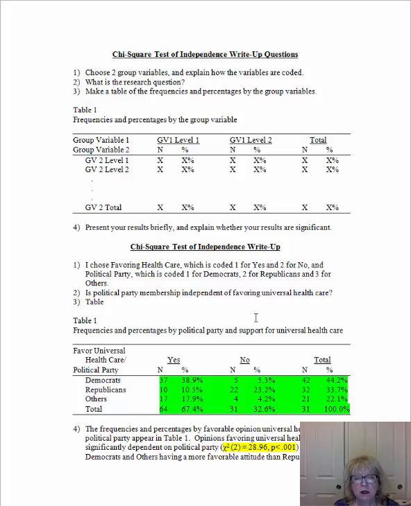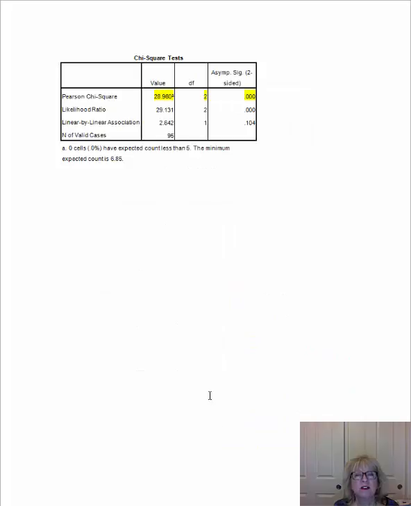The next thing I want to do is talk about whether it's significant or not. This is how I write it up. The frequencies and percentages by favorable opinion toward universal health care and political party appear in Table 1. Opinions favoring universal health care are significantly dependent on political party. So let's look at our table with significance.